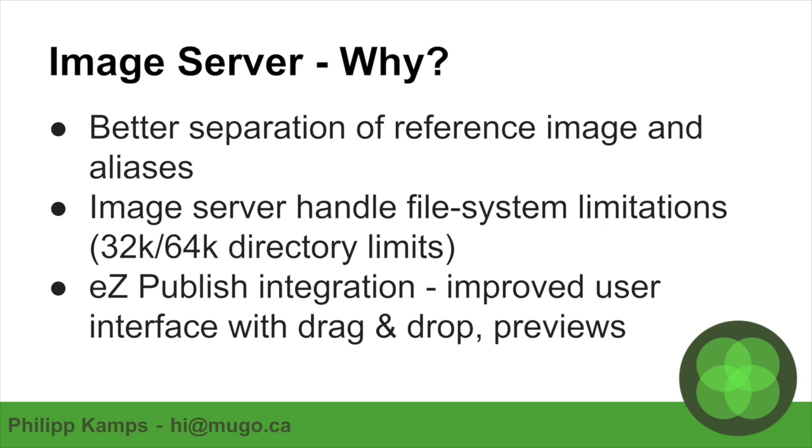On the image server, we put all those image aliases in dedicated file system directories. There are some file system limitations you can run into with Easy Publish. If you have a lot of images on your website and you upload all of them to the same location in Easy Publish under the same parent node ID, then on the file system side you can run into a limit on the number of directories you can have inside one directory. If you reach that limit, you won't be able to upload any new images to Easy Publish.